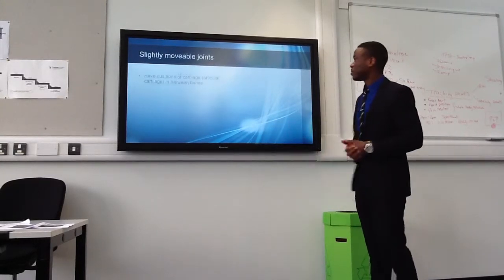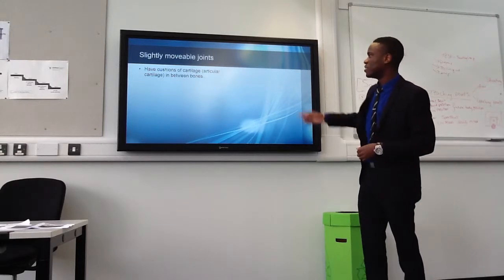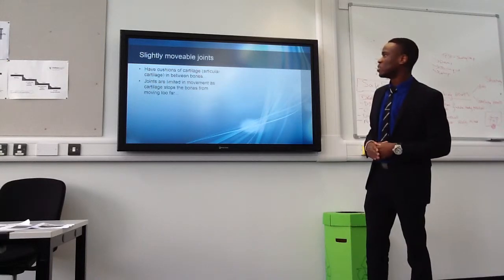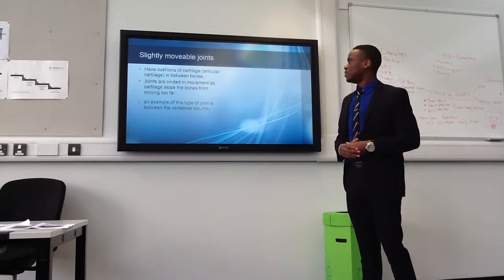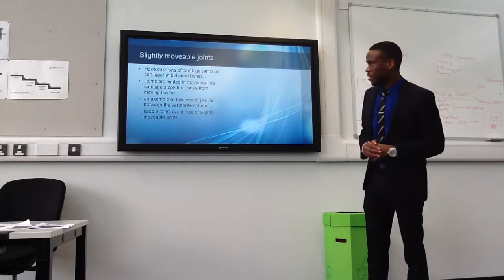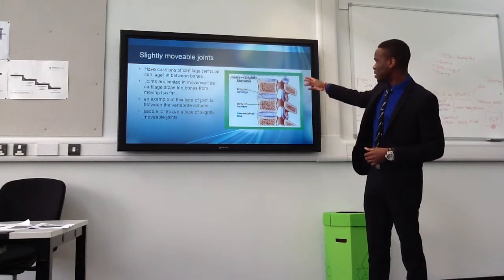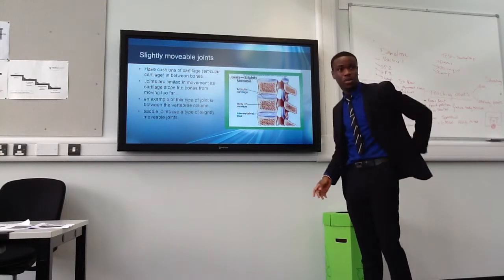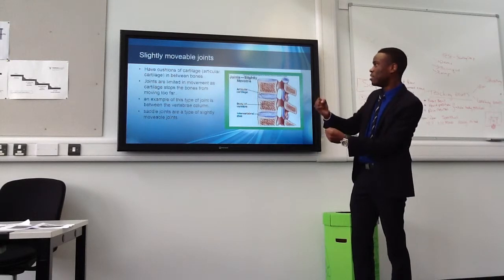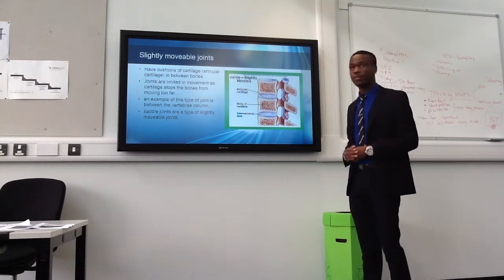Slightly movable joints. Slightly movable joints have cushions of cartilage, articular cartilage, in between the bones. Joints are limited in movement as cartilage stops the bones from moving too far. An example of this type of joint is between the vertebral column. Saddle joints are a type of slightly movable joint. So, as you can see, these are three vertebrae from the vertebral column, and here is the articular cartilage. Because of that articular cartilage, the bone is only slightly movable, so it can only move to a certain extent. So, yeah, it's a good example right there.